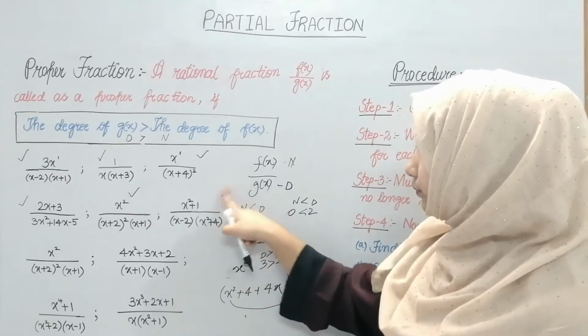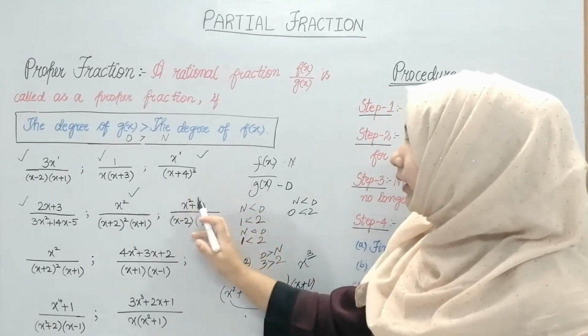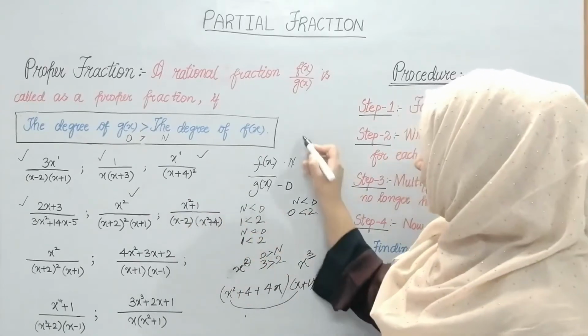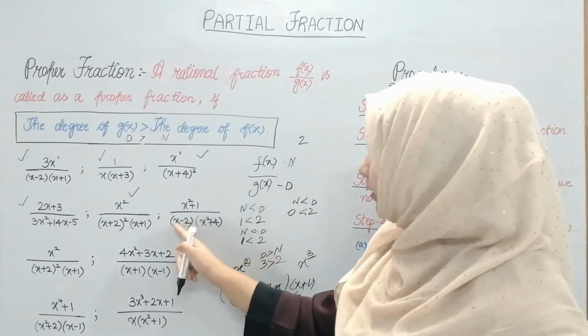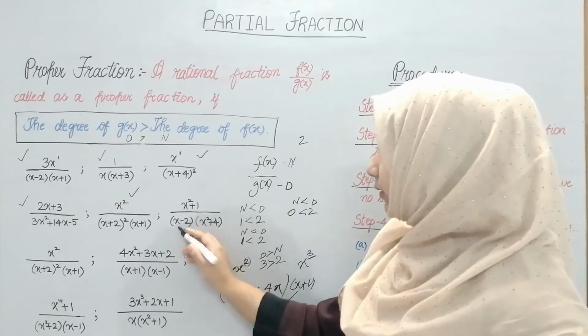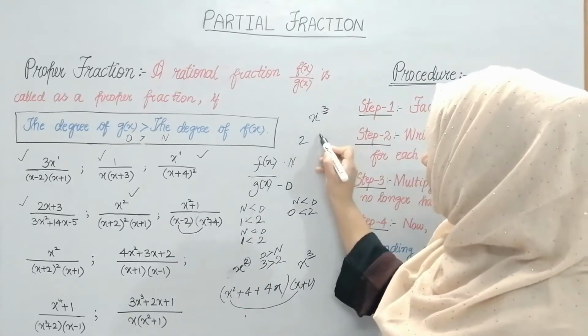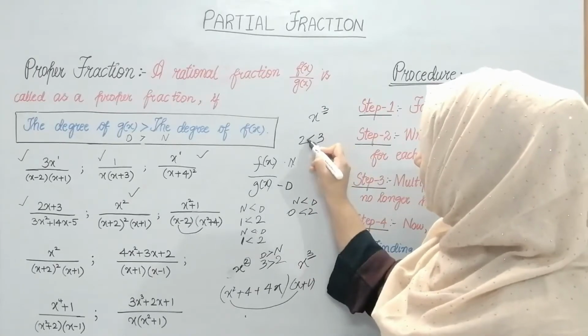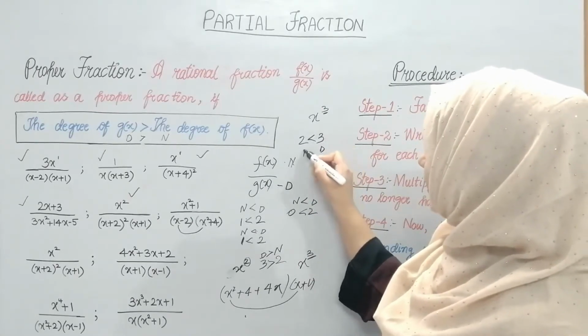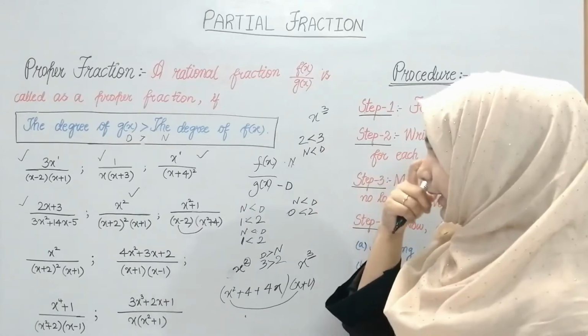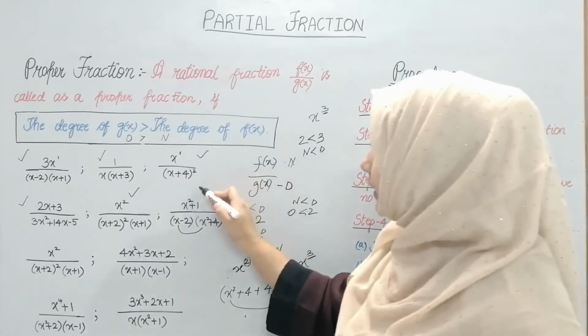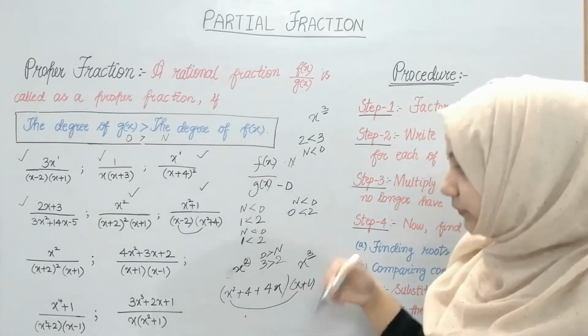Now next, x squared in the numerator. In the denominator, x into x squared is x cubed, which means the degree is 3. So 3 is greater than 2. This is the denominator and this is the numerator, so even this is a proper fraction.